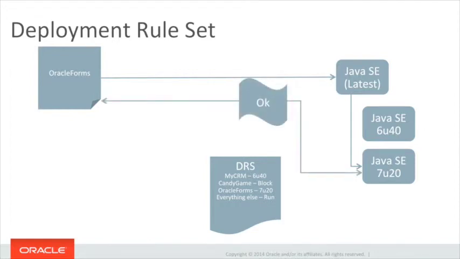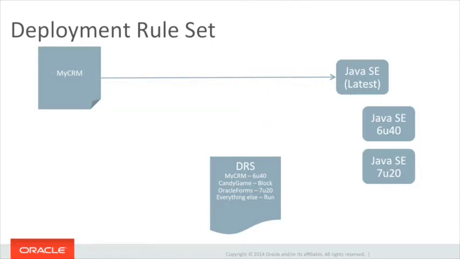7 update 20 then runs the app successfully. And similar for my CRM, it gets handed over to 6 update 40 and runs successfully. This allows you to keep old versions installed, but only allow access to them through deployment rule set rules. As you can see, well-formulated rules will allow you to auto-update and be secure, while at the same time ensure that you can keep older applications running without interruption.